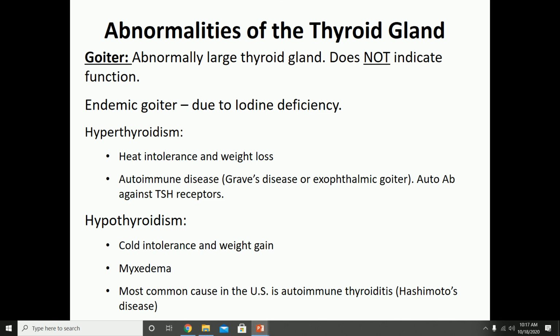But the more common cause of hypothyroidism is another autoimmune disease known as Hashimoto's thyroiditis. In this case, the patient is making antibodies against their own thyroid tissue, and now they're destroying it, leading to hypothyroidism. While in Graves' disease, these autoantibodies against the TSH receptors are actually stimulating them, leading to the hyperproduction of thyroxine.